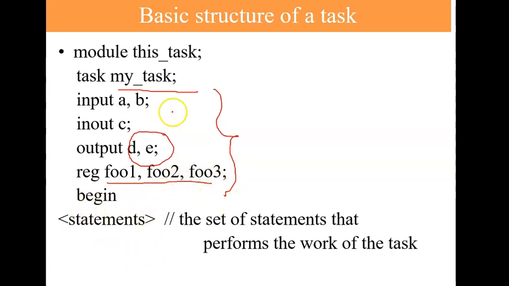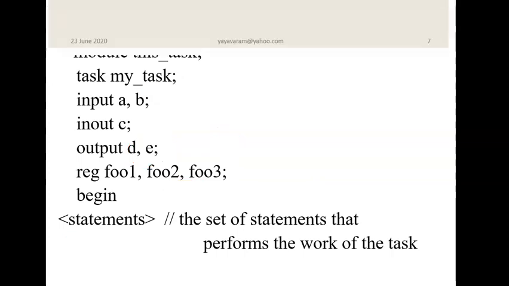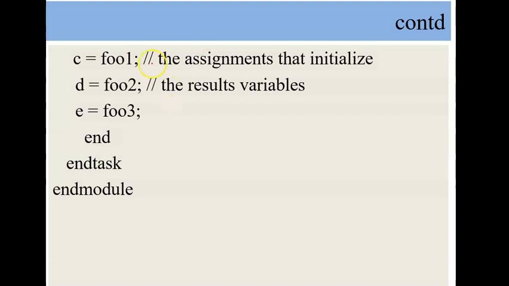Now begin. Corresponding to these, we'll write some statements. What is to be done here? The set of statements that perform the work of the task. What is to be done with all these inputs? Because a task is a procedure, we'll write some statements here. Then, 1 is assigned to C, 2 is assigned to D, 3 is assigned to E. This is end. Every task must be closed by endtask. Since I have started with a module, it must be closed by endmodule. This is how we write it.